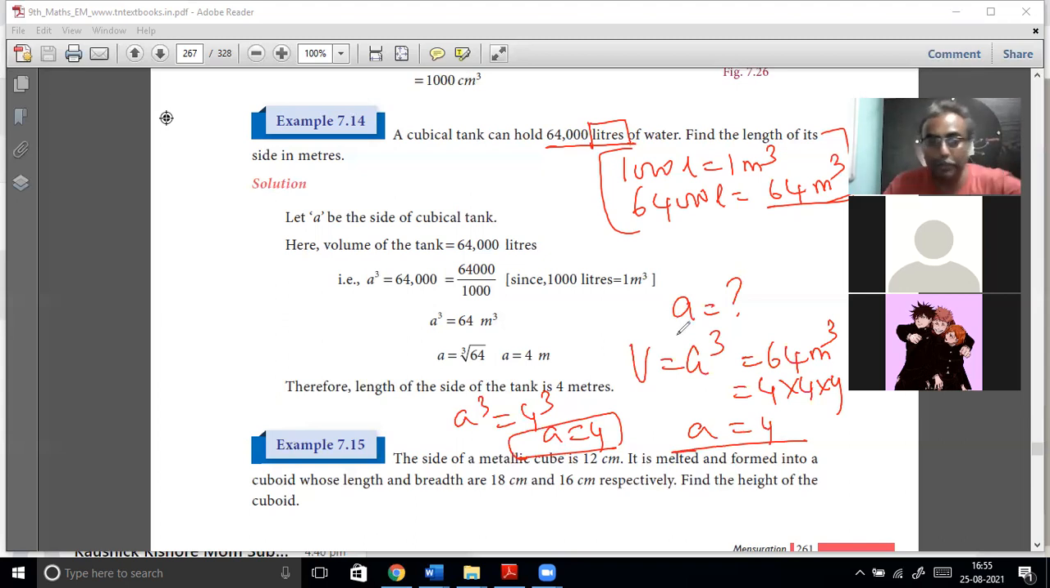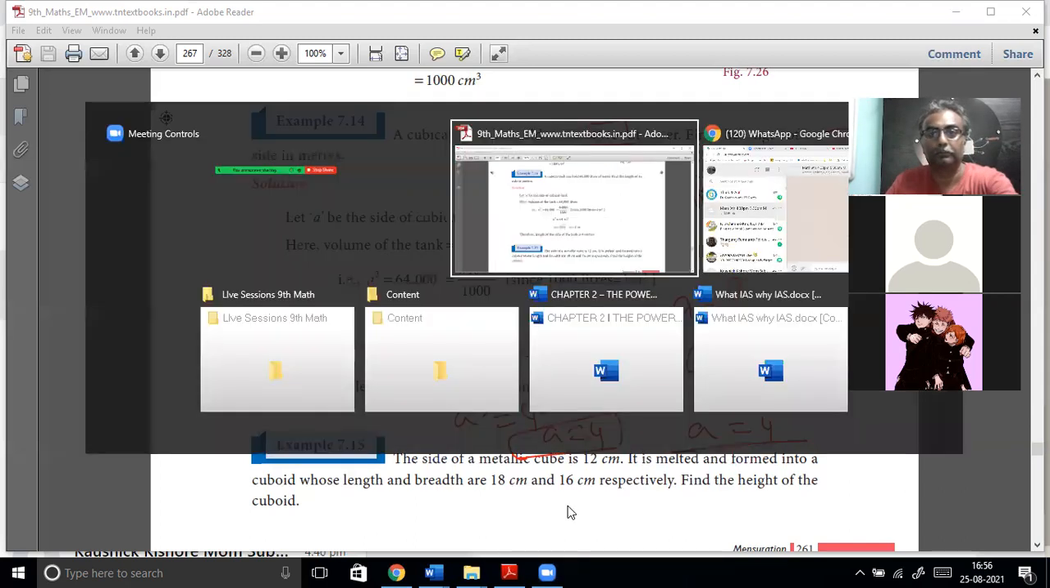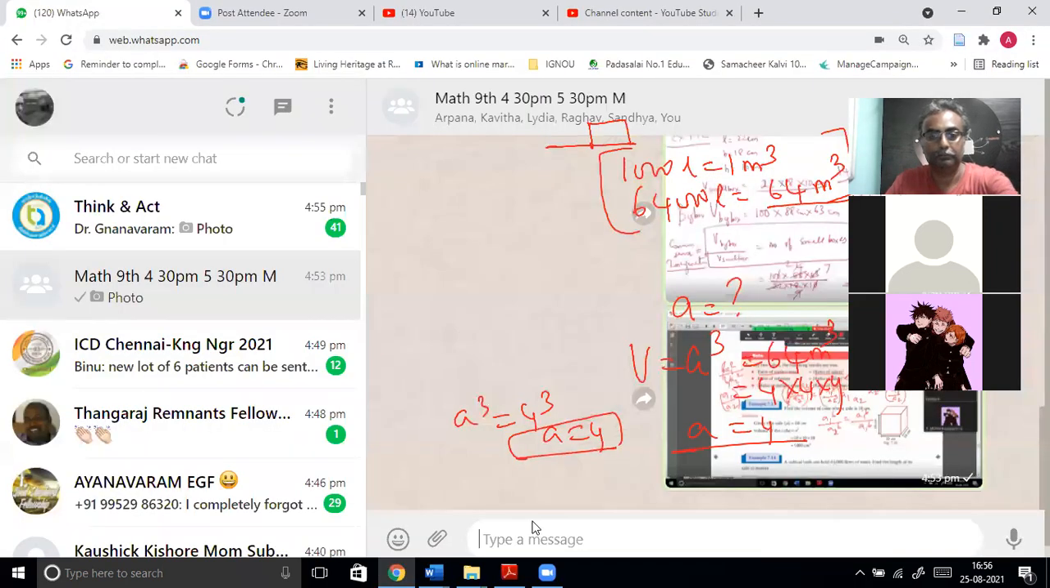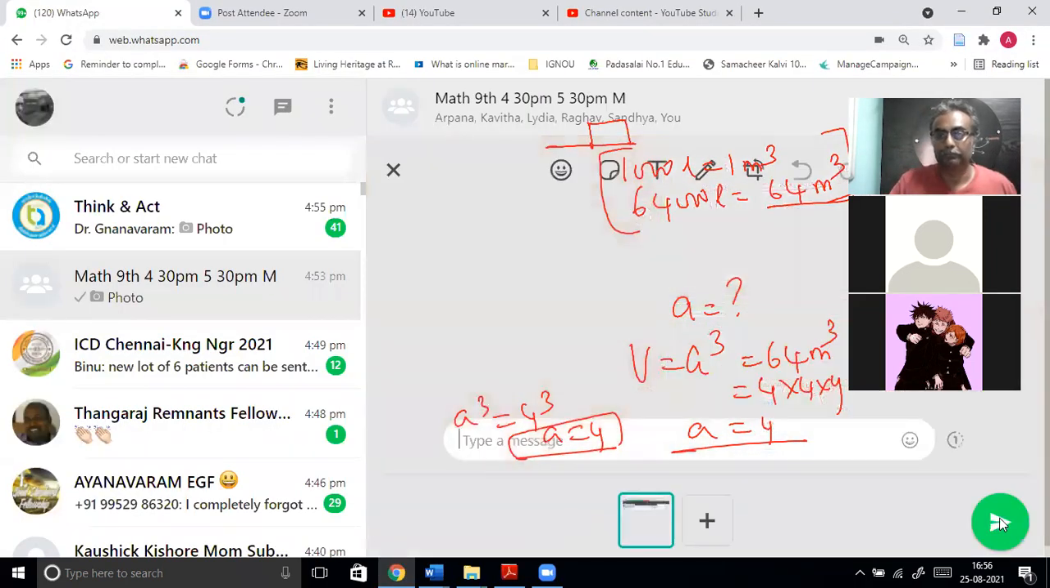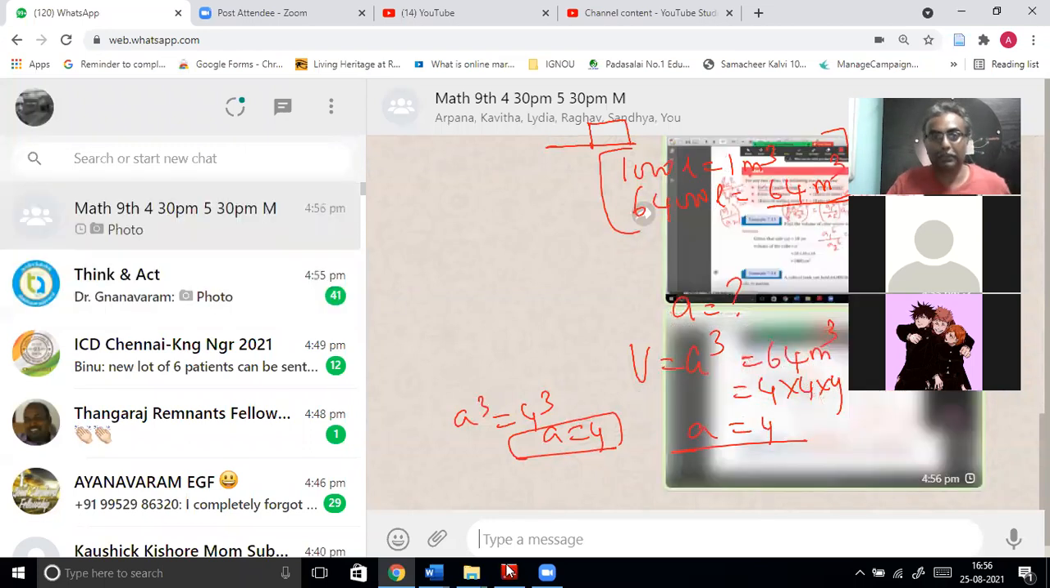Now I'm going to put this also. You understood, no? Understood, uncle. The only thing is 1,000 liter equal to 1 meter cube, so 64,000 liter equal to 64 meter cube. You make that conversion, then A cubed equal to 64, then A is equal to 4. Very easy. Okay, let's come back to the textbook.